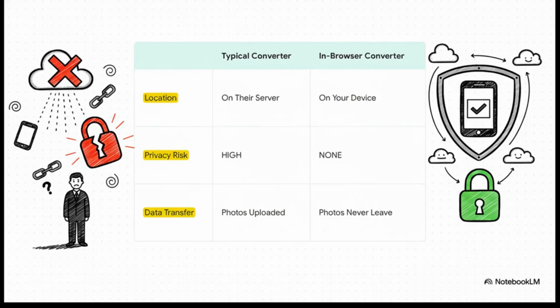I mean, just look at the difference here. With a typical online converter, your photos go to their server. That's a huge privacy risk. But with an in-browser converter, everything happens right on your device. The risk? It's basically zero, because nothing is ever uploaded.